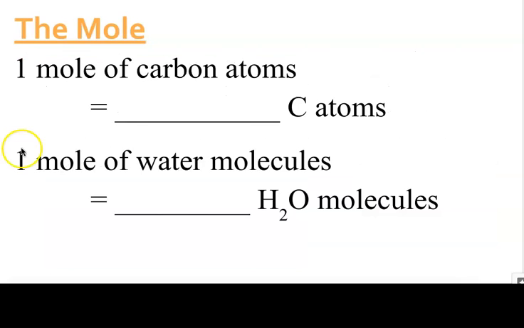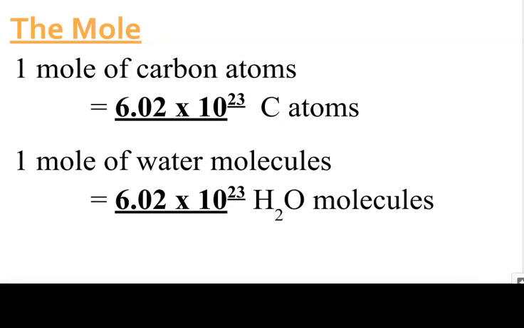Now, here's the nice thing about 1 mole. Just like a pair is always equal to 2, or a dozen is always equal to 12, a mole always equals 6.02 times 10 to the 23rd power. So whether it's carbon atoms or H2O molecules, 1 mole is always equal to 6.02 times 10 to the 23rd power. 1 mole of anything. It could say 1 mole of pizzas, 1 mole of basketballs, 1 mole of sneakers, whatever you wanted. It's always going to be this amount of atoms, 6.02 times 10 to the 23rd.